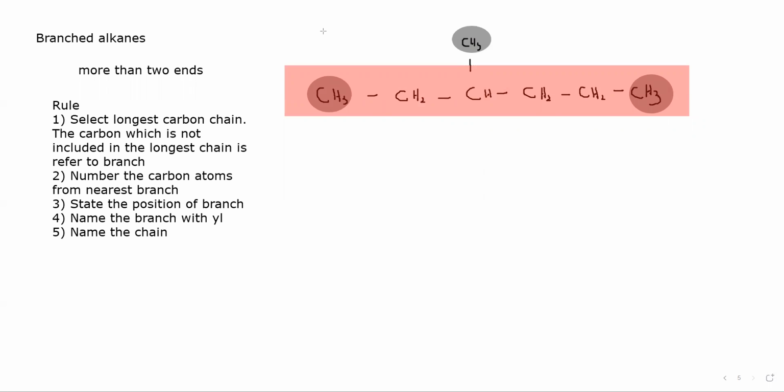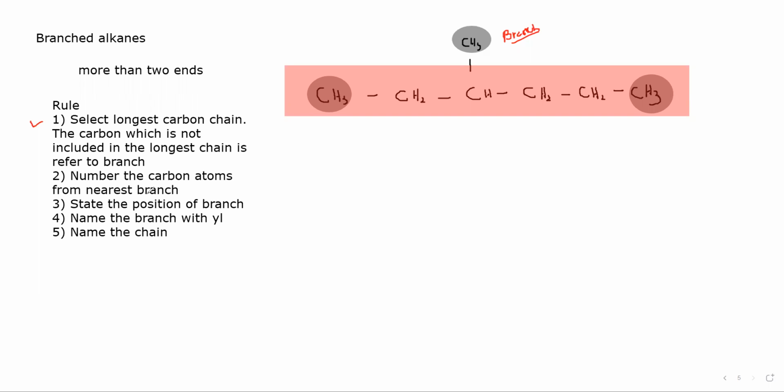Is it clear? The first point, select the longest carbon chain, and the carbon which is not included in the chain refers to a branch. So this carbon is not included in the chain. So what do we call this carbon? This carbon is a branch. So what is outside the chain which you select refers to the branch. So we completed the first rule: select the longest carbon chain, and what is not included in the chain refers to a branch.